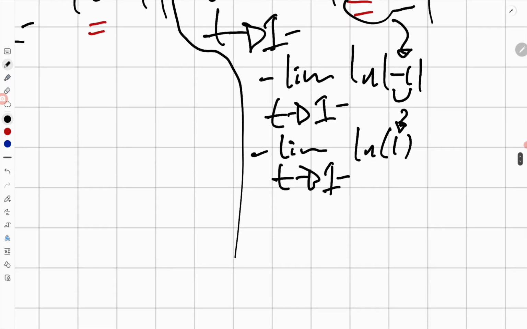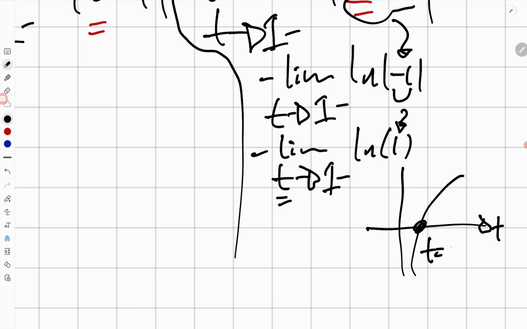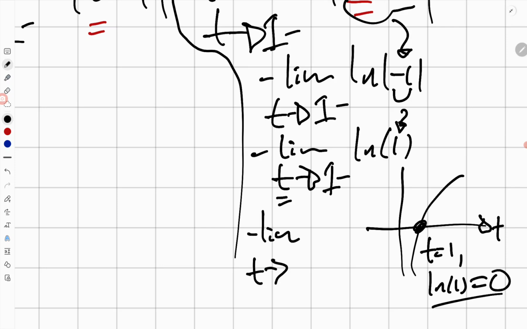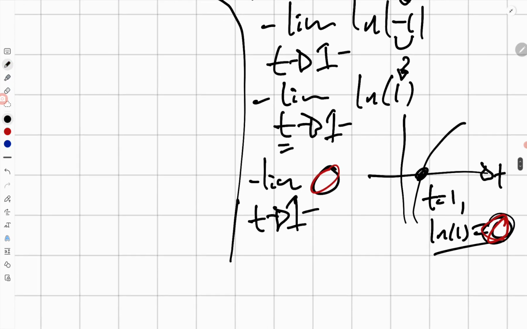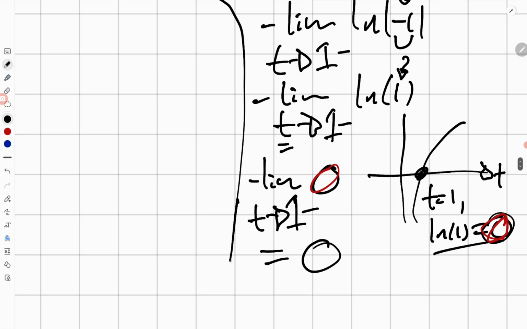For this last part, it helps if you know the basic ln function looks like this. Now because t is our variable, you can call this the t-axis. This is t equals 1, so you have ln of 1, which is 0. So you end up with negative limit as t approaches 1 from the left side of just 0 from here. So this is 0, this is 0. And of course, the limit of a constant is the constant. So this just ends up being 0. The limit, negative, of t approaching 1 from the left of 0 is just the 0 itself. This is what comes down, the constant.